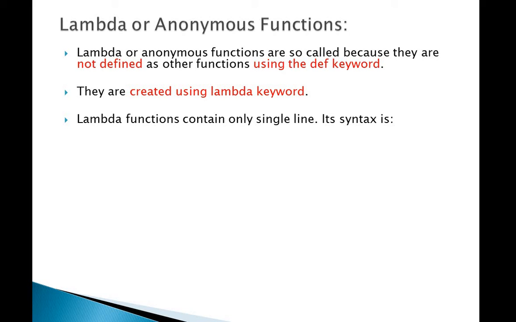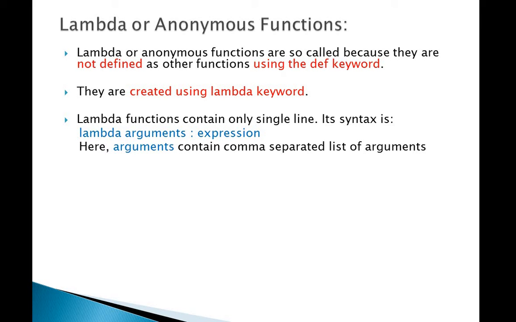Lambda functions contain only a single line. Its syntax is the lambda keyword followed by a list of arguments, a colon, and then an expression. Very precise syntax, very small syntax. Here arguments contain a comma separated list of arguments. You can have a single argument or multiple arguments. The expression is an arithmetic expression using these arguments. It is not only an arithmetic expression, you can have a combination of other expressions too.